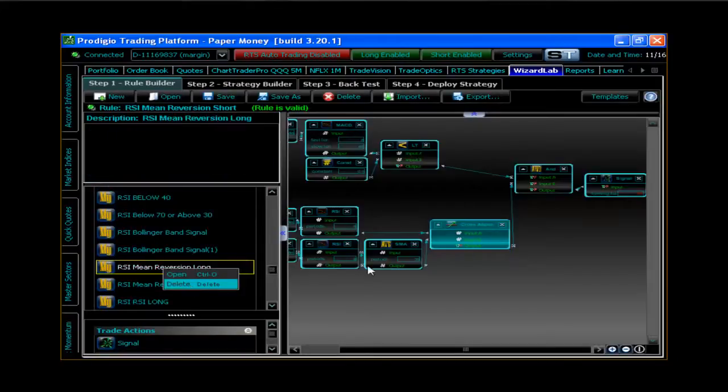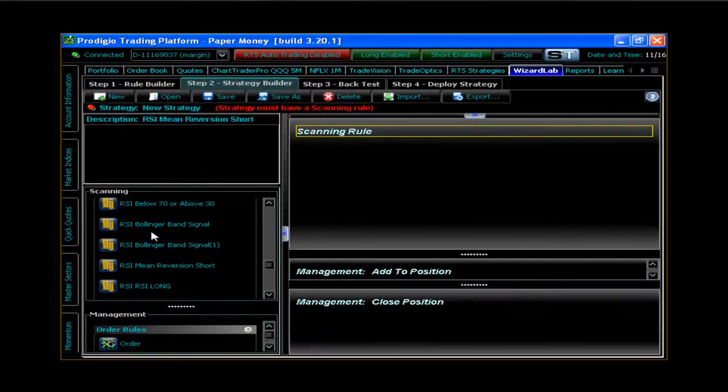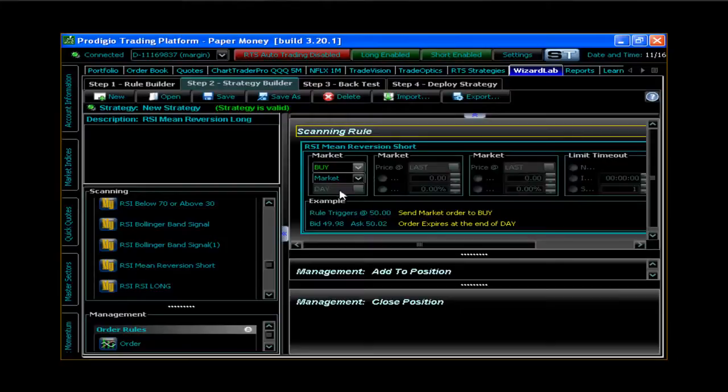RSI mean reversion long. We're going to make that one, but I want to make sure I'm 100% unambiguous here. So let's try that one more time. RSI mean reversion short. We want to sell. We want to see sell signals, short signals.